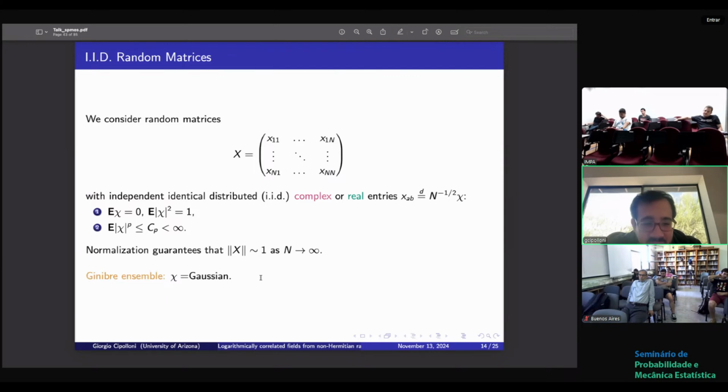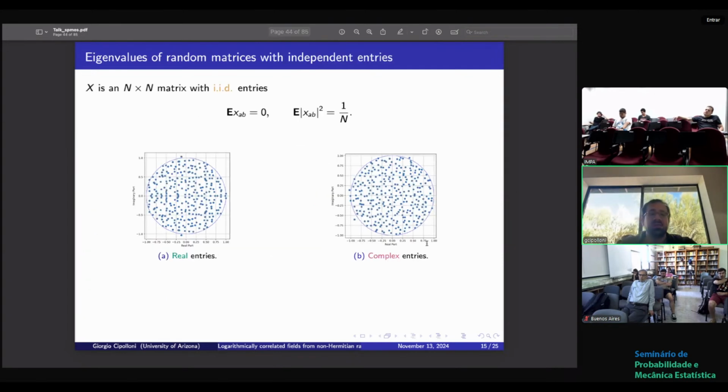Just for notation, in the case when this chi is Gaussian, I'll call it the Ginibre ensemble. So Gaussian matrices with Gaussian entries I call the Ginibre ensemble. Here I just show you the spectrum of two, say 300 by 300 matrices. I put two pictures because on the left-hand side is the spectrum of a matrix which has real entries, and on the right-hand side, a matrix that has complex entries.